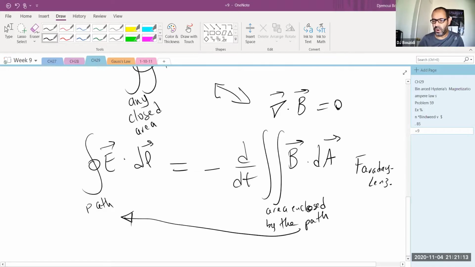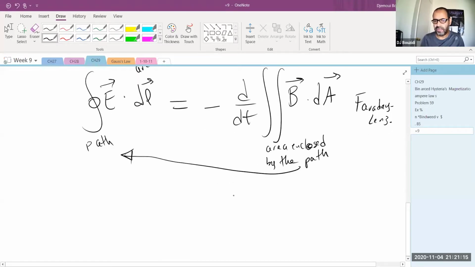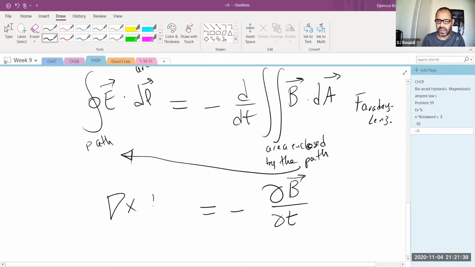So in the differential form, this still resolves to basically a minus, because I'm going to have this one in double integral form, and I'm going to integrate and then equate the integrand. So it's going to be the partial of B with respect to time. On the other side, this would be promoted to a double integral over the same enclosed area, but instead of E, we're going to do the curl of E.